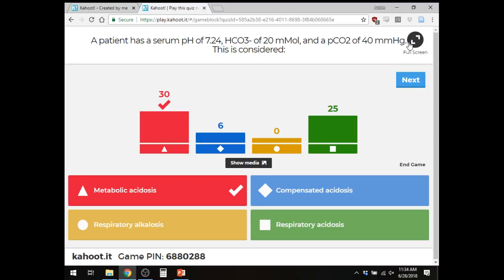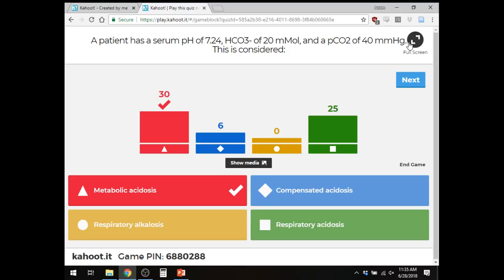No, because if it was a respiratory acidosis, you'd have a high PCO2, probably in the 50s, maybe the 60s. So you know it's not a respiratory issue. Then you look at the bicarb. The bicarb is low, down to 20. So you say, okay, I know the patient's acidotic, it's not the PCO2 causing it, so it's not a respiratory acidosis. In this case, it would be a metabolic acidosis.